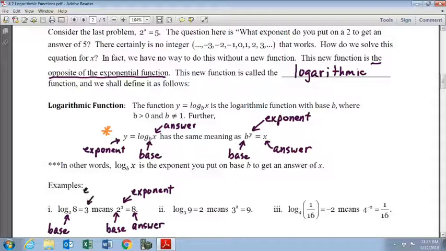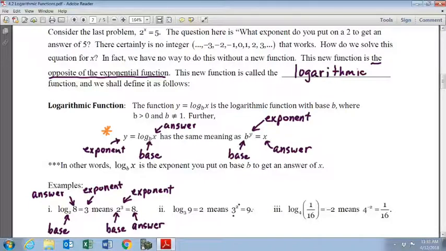The 3 is my exponent, that's the loner term, or the one that's all alone. And my answer is the 8. And so in logarithmic form, those are the three parts. So if you look at number 2 here, we have 3 is the base, 2 is the exponent, and 9 is the answer.